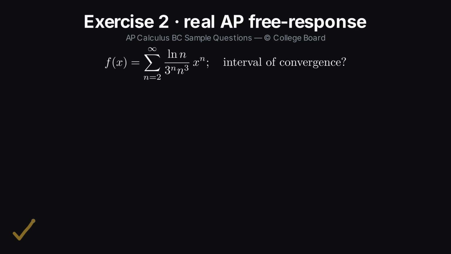Exercise 2, a real AP free response. The Maclaurin series for f is the sum from n equals 2 of natural log n over 3 to the n times n cubed, all times x to the n. Use the ratio test to find the interval of convergence.